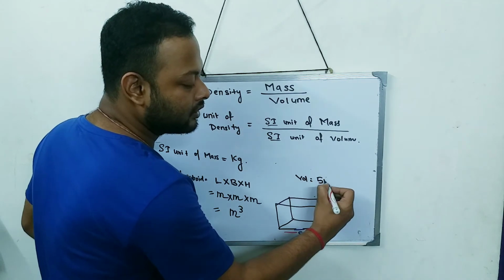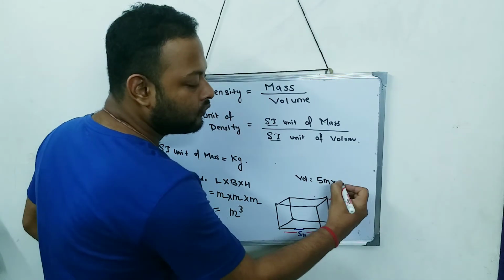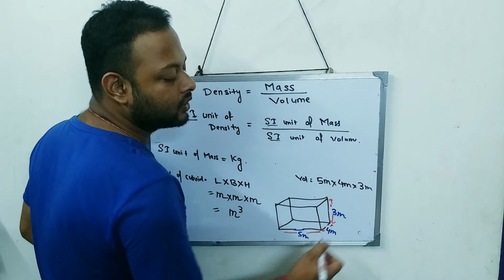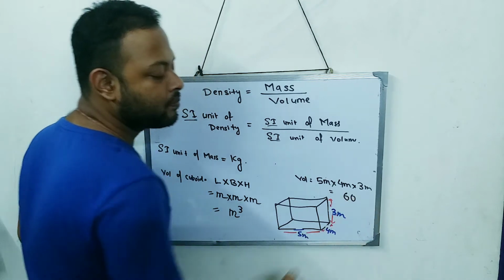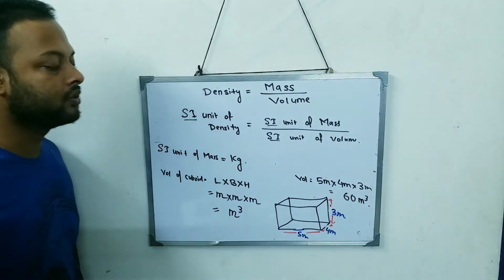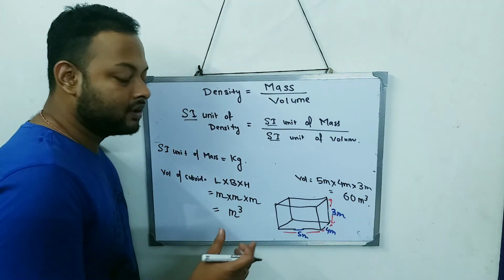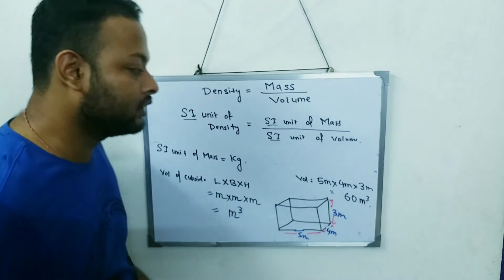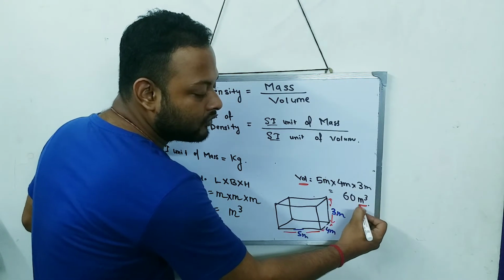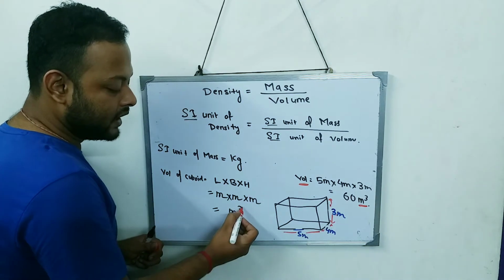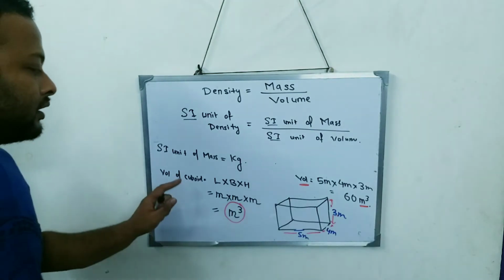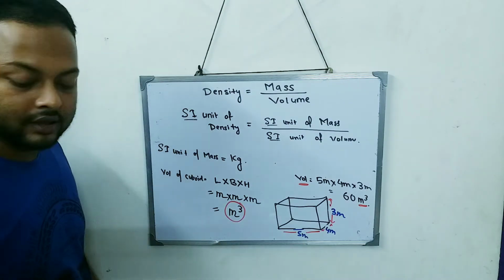5 meter into 4 meter into 3 meter. So 5 into 4 into 3, what does it give? 60. And meter into meter into meter gives you what? Meter cube. So you understood this part, that I am more interested in the SI unit of volume. So what is the SI unit of volume? I got the SI unit of volume as meter cube. Remember, SI unit of volume is meter cube.